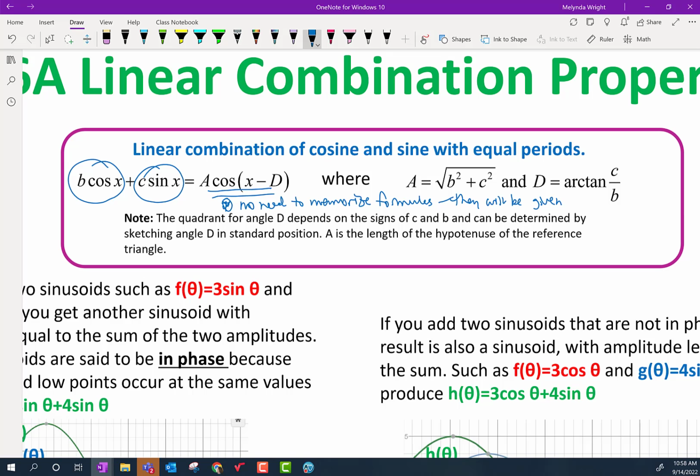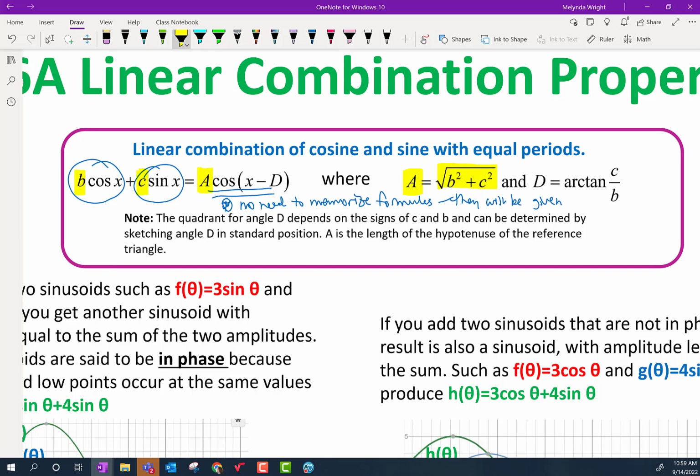Okay, so let's pick apart what we're doing here. We're going to turn a number cosine x plus a number sine x into a cosine of x minus d. So the things we want to find are a and d. This is the formula to find a. In order to find a, you take the square root of b squared plus c squared. That's the most straightforward part of this formula, and it's not too bad.